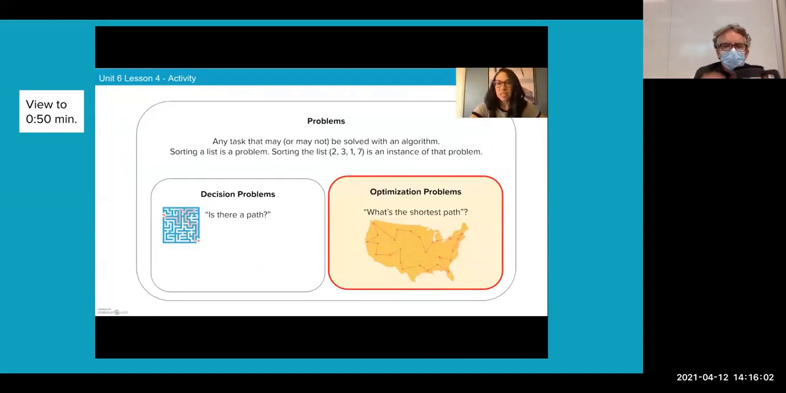The traveling salesman is an optimization problem. It's not a decision problem. We know there is a path. We just need to determine which path is the shortest or most efficient path to take.